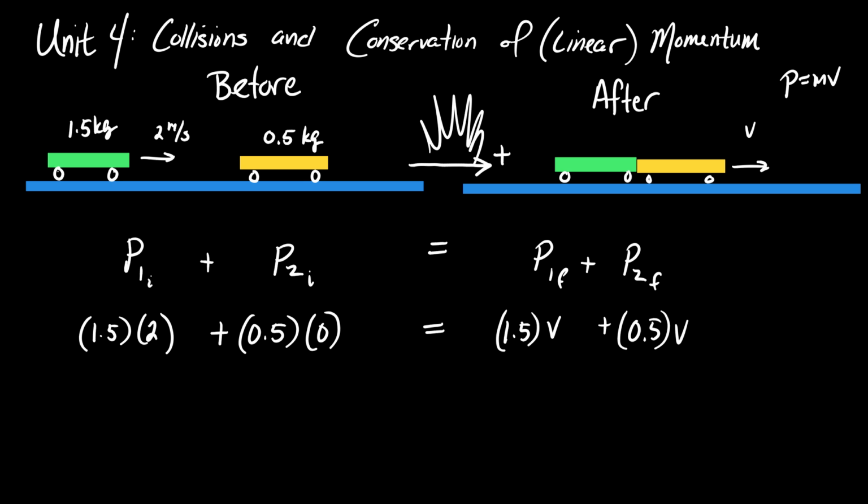Now I just got to find out how fast the carts are going. 2 times 1.5 is 3 kilogram meters per second. That equals, can I just add these two up? 1.5 plus 0.5, giving me 2V. So all I got to do is solve for V, and I get 1.5 meters per second.